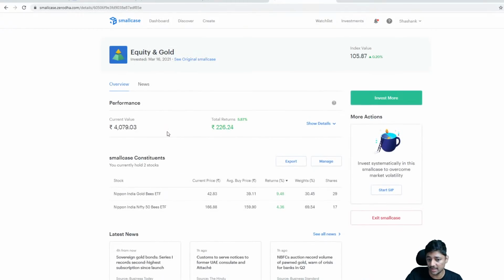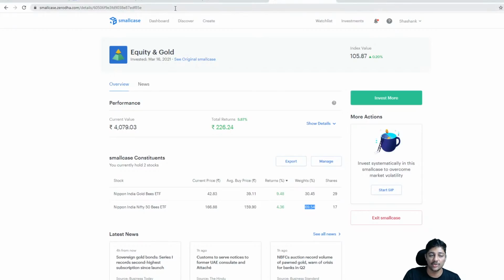If you want to invest in equity and gold, then the mistake I made here is 69%, 70% is ETF and 30% is gold. I would make this 10% gold and 90% ETF. My returns would have been slightly better. Okay, this is what it is. Understood? Got it? Simple stuff.